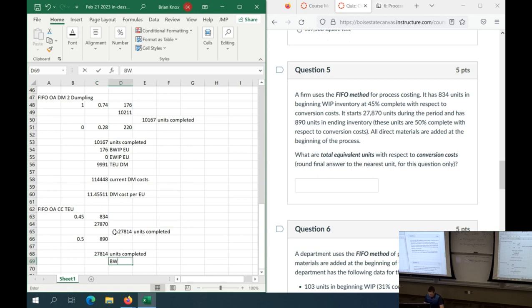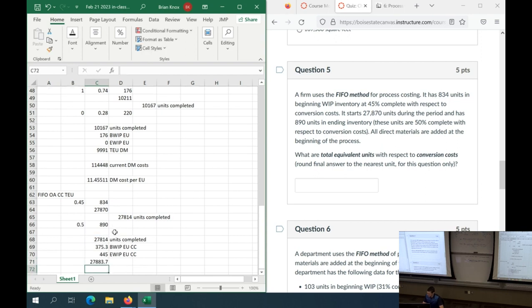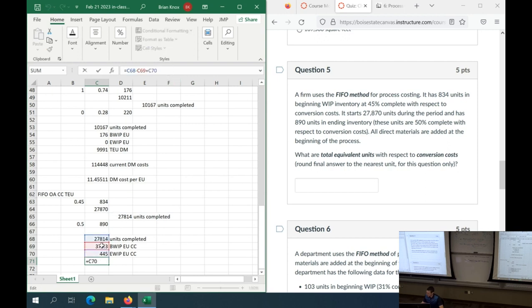And then we need our beginning WIP equivalent units with respect to conversion costs, and our ending WIP equivalent units with respect to conversion costs, because we're going to subtract those out. Beginning WIP, 834 times its percent complete. Ending WIP, 890 times its percent complete. That should be our answer there: units completed minus beginning WIP equivalent units plus ending WIP equivalent units. All right, let's paste that in.